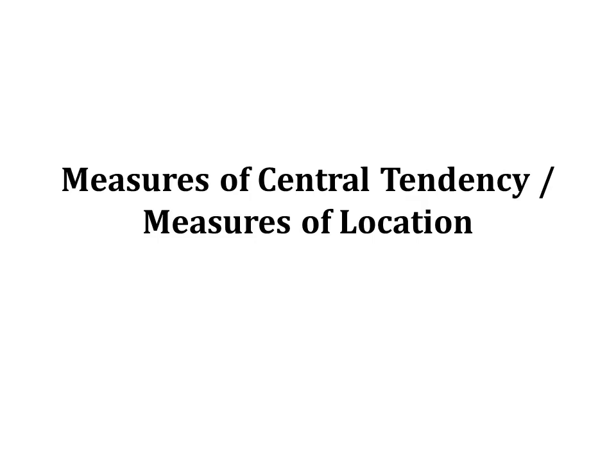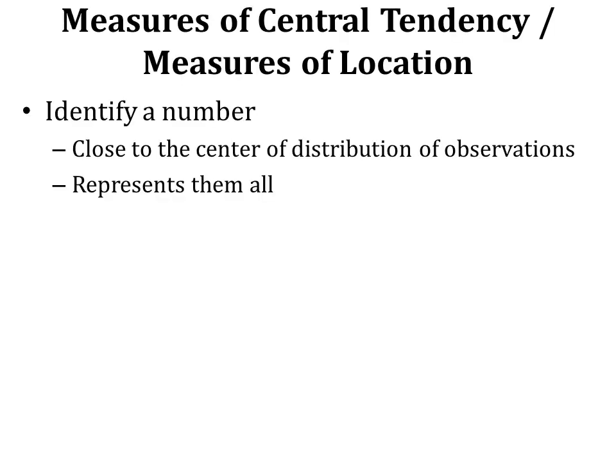And the next important thing that we studied was the measures of central tendency or measures of location. So the purpose of these calculations or this analysis is to identify a number which is close to the center of distribution of observations and which can represent them all. Like if you have 100 observations, then obviously you cannot represent the group or the population with all those 100 numbers. You have to pick a number which might represent all of them.